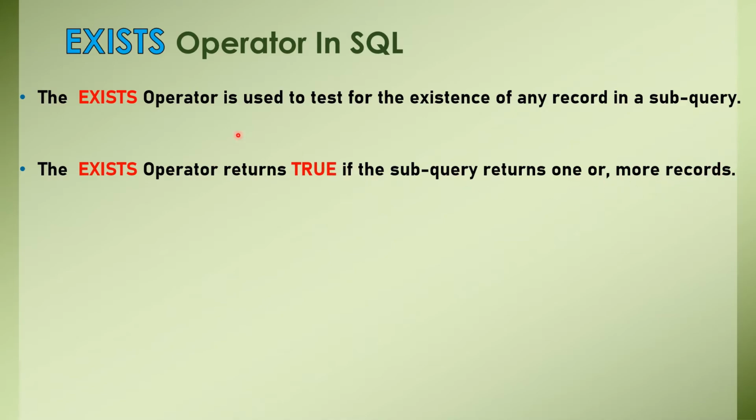So again, it is used to test for the existence of any record. If your subquery, we will see in the syntax, don't worry, is returning one or more records, then the exists operator will return the true value. Let us see the syntax for it, then you will understand it clearly.